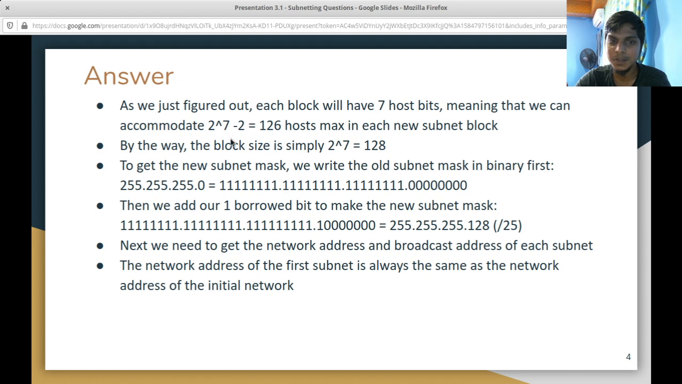Always, that 2 is constant in every subnet. We minus 2 to get 126, because 2 to the power 7 is 128, and 128 minus 2 is 126. So we could fit 126 hosts max in each new subnet block. By the way, the block size for these new subnets is just 2 to the power 7, which is 128.